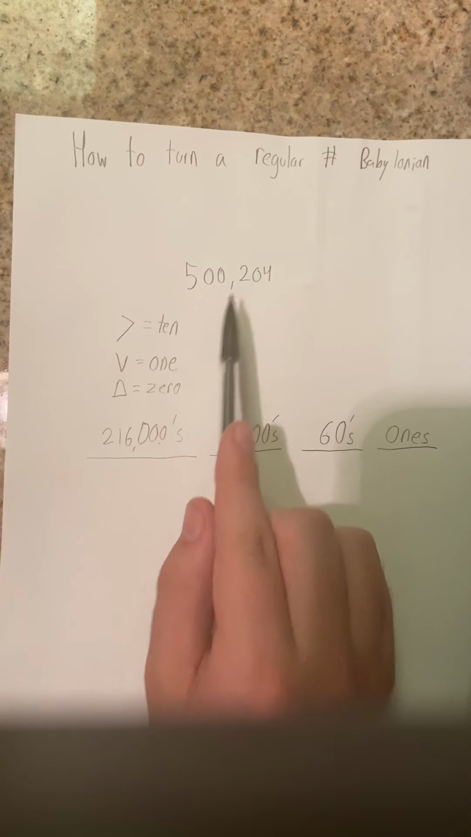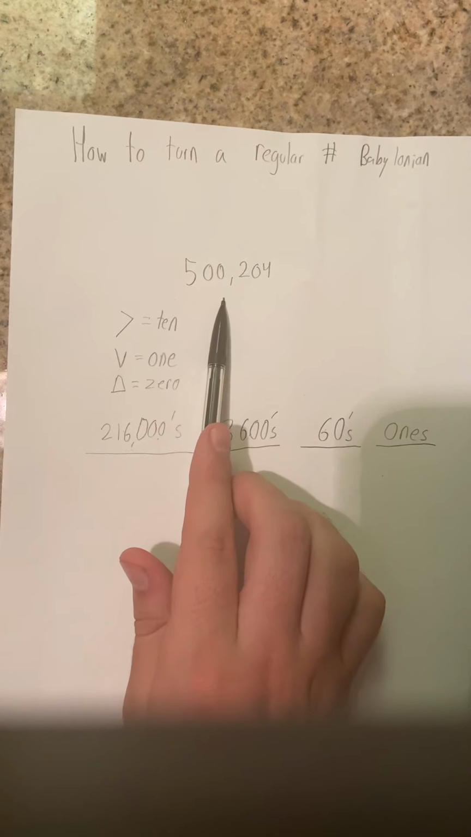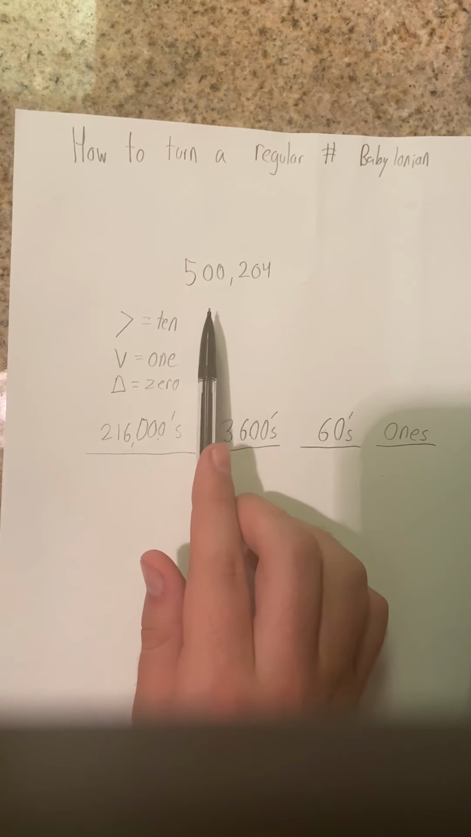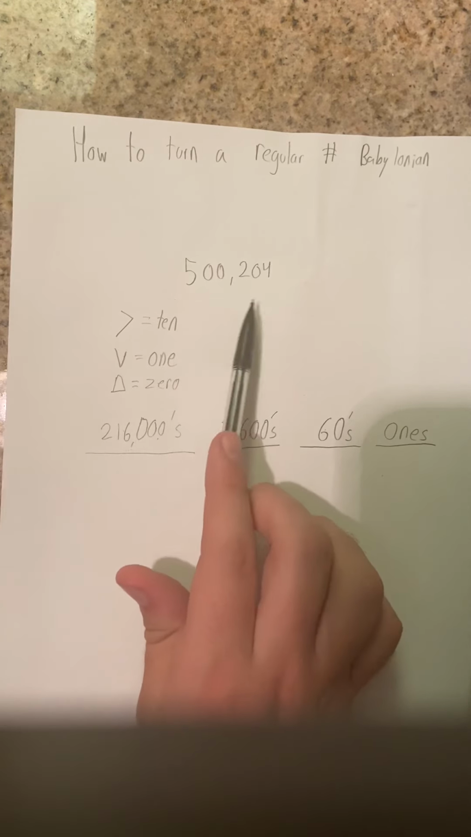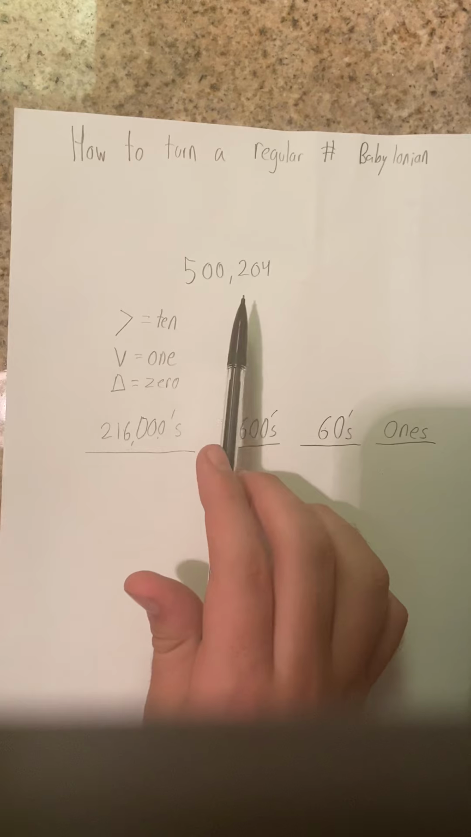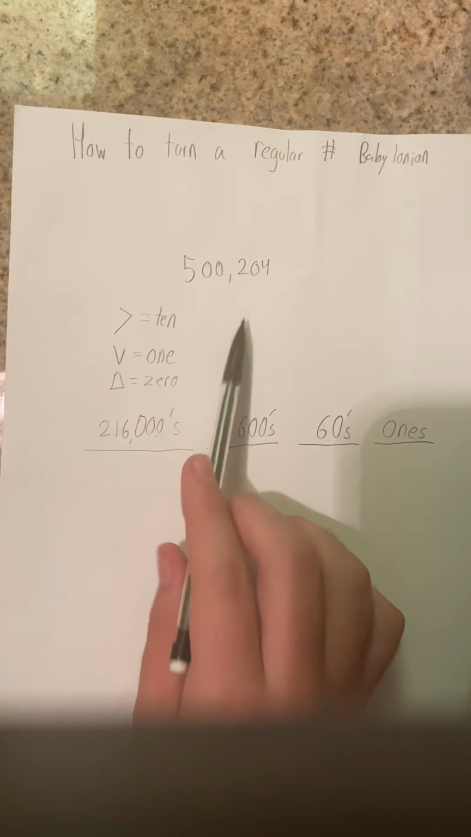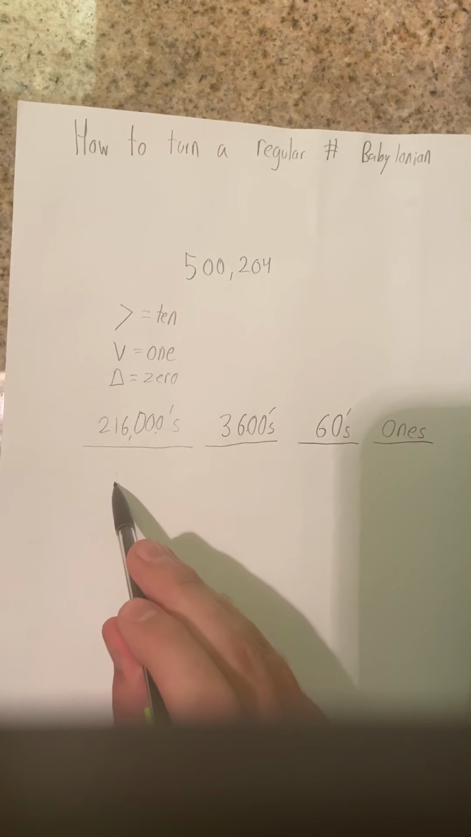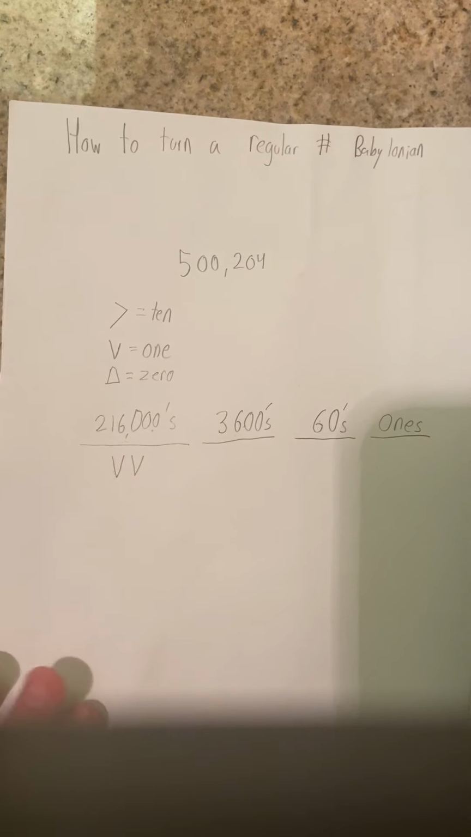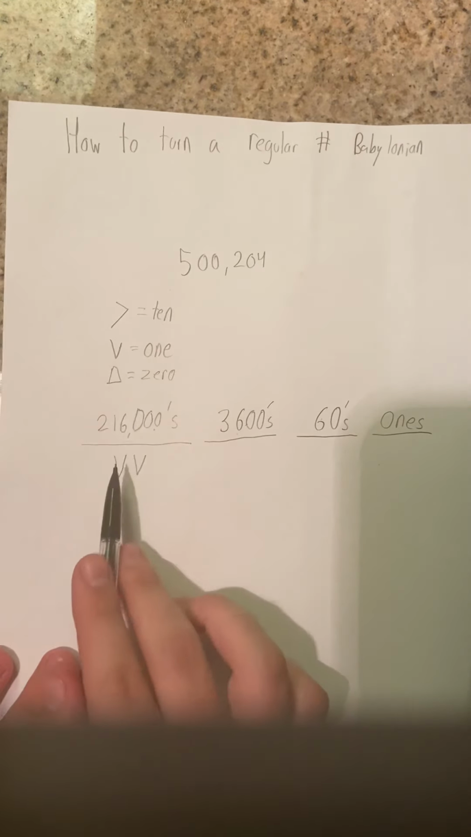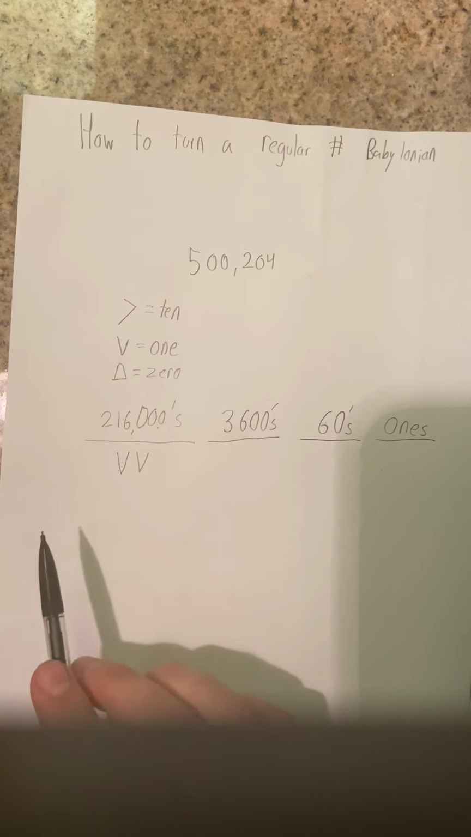Now the first thing is to ask ourselves, how many 216 thousandths fit into 500,204? And the answer is 2, right? Because 2 times 216,000 is 432,000, which is less than this. However, if you try to put 3, that would be bigger than 500,204. So we need to put 2 in the 216 thousandths place. So I'm going to write that with 2 V's. These both mean 1, so that's 2. Make sense? So we put 2 in the 216 thousandths place.